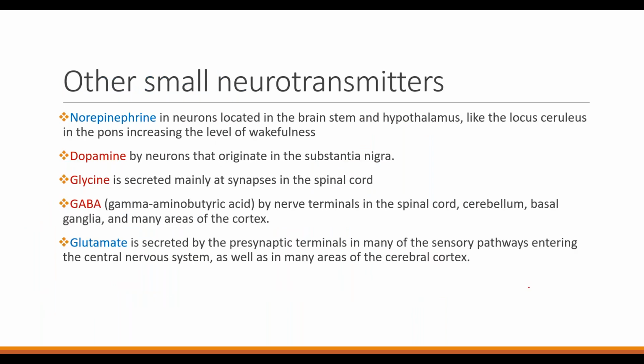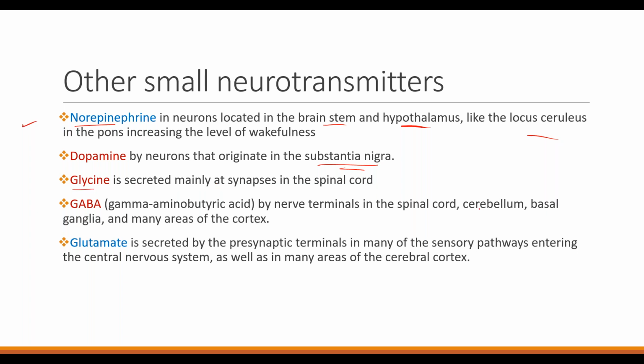What about other small neurotransmitters? Like, for example, there is norepinephrine, right? Norepinephrine is there in the brainstem, it's there in the hypothalamus, especially locus coeruleus. So it improves the wakefulness, overall wakefulness it increases. Dopamine, you already know it's there in the substantia nigra, right? So we'll definitely read about dopamine in detail in further chapters, right?